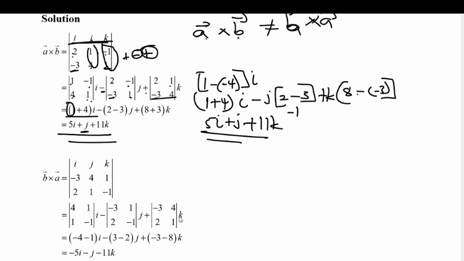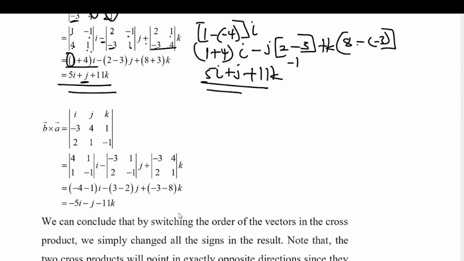Now B cross A. So the same approach that we use here, the answers will be different because I've already said that A cross B and B cross A will not result in the same answer. So we delete entries beneath this, and you have 4, 1, 1, negative 1, and that's what we have here. And for the second one, delete, do the same thing here. So we have negative 3, 1, 2, negative 1, and that is what we have.